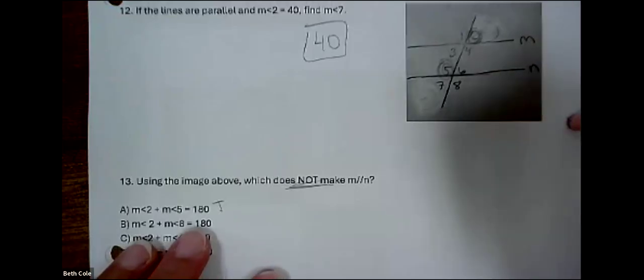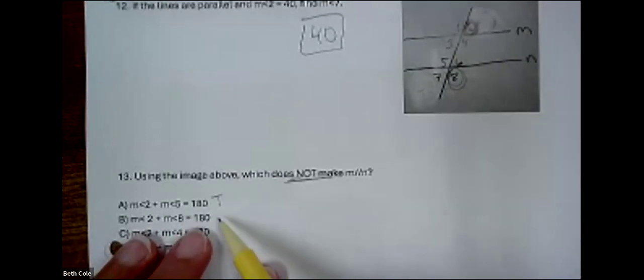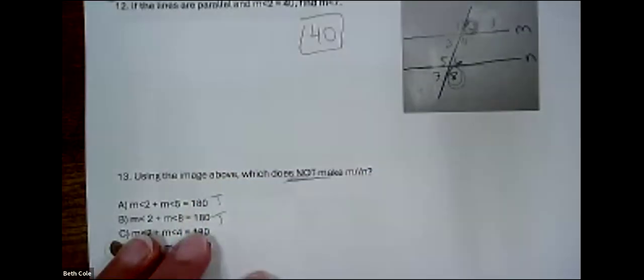2 plus 8 equals 180. So here's 2 and here's 8. Those are same side exterior. Those should equal 180. So true, which means it's not your answer. Again, this is why you want to test all of them.